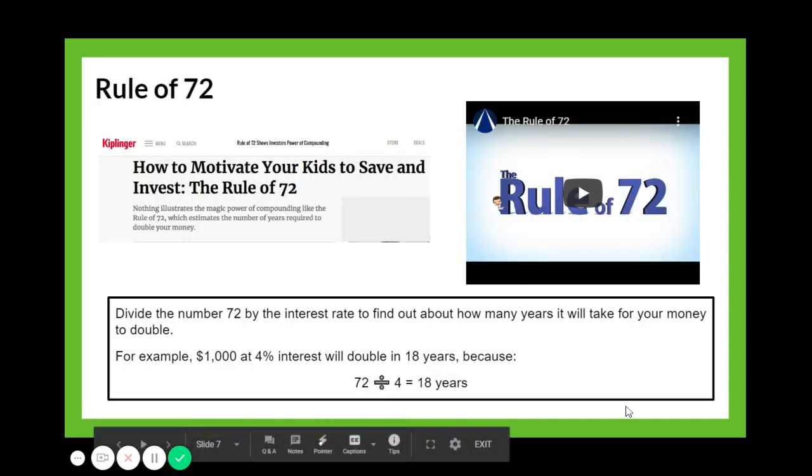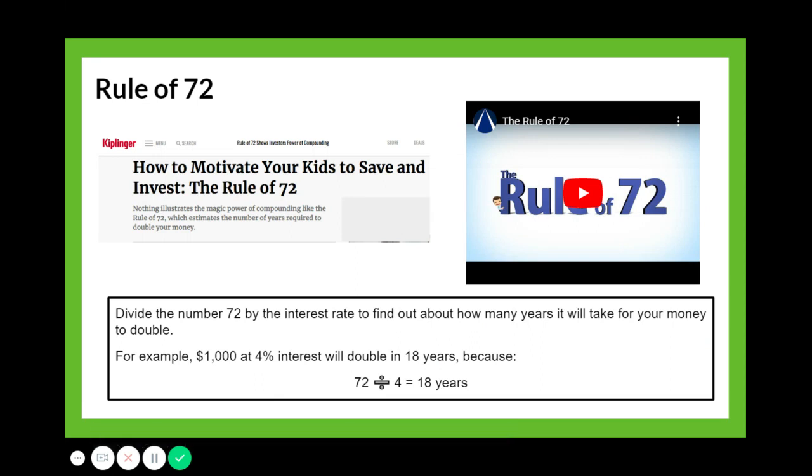Something that really illustrates the power of compound interest is the rule of 72. Take a minute to watch the video and then write down any notes on your handout.